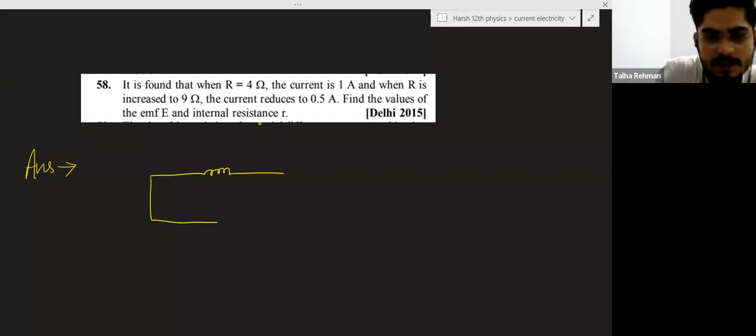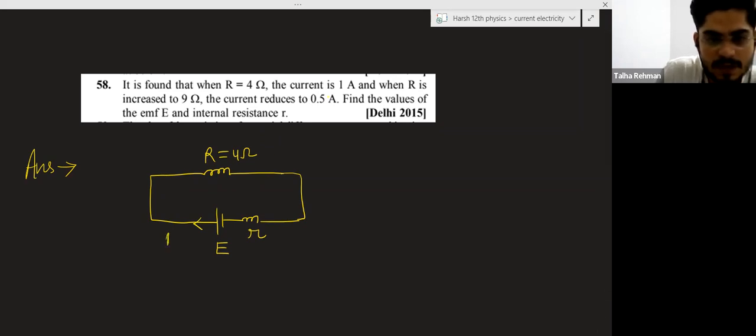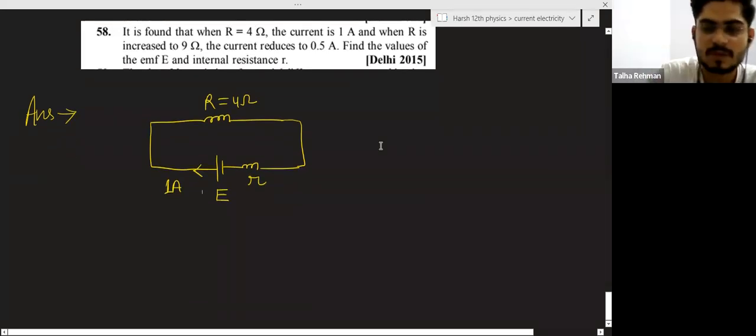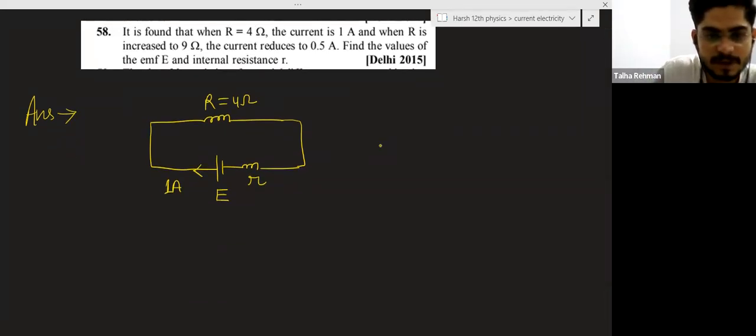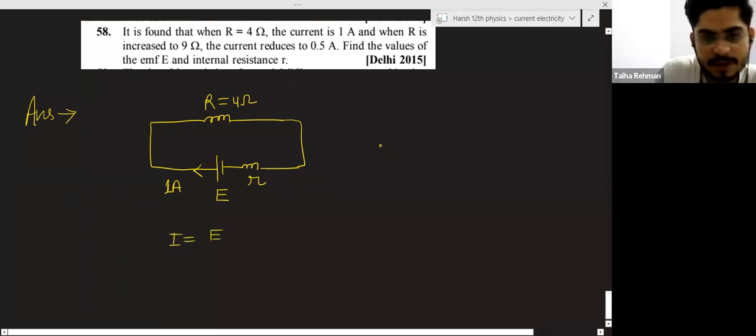you have a cell here, resistance is 4 ohm initially, and this cell has EMF E and internal resistance r. And suppose this is the current flowing, and current is given as 1 ampere. So can I write the equation of current here? Yes, we can write the equation of current. Current I is equal to E divided by R plus small r.